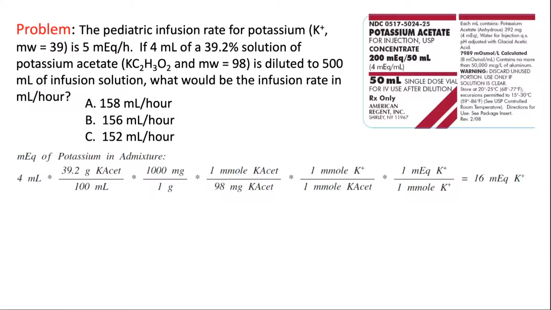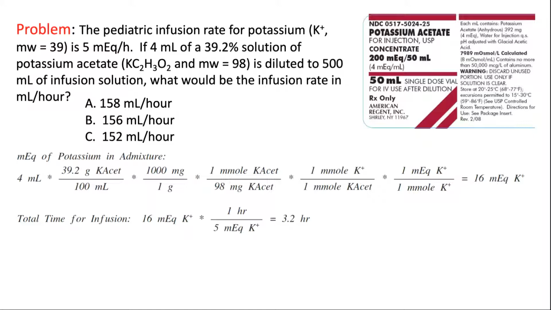So what I've done so far is very important. By adding 4 milliliters of this solution, what I am providing in total is 16 milliequivalents of potassium. Okay? So that's the total milliequivalents of potassium. Now we can determine how long that bag will last, because we know we want to pump the bag in at 5 milliequivalents per hour.